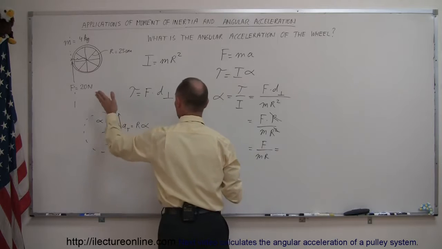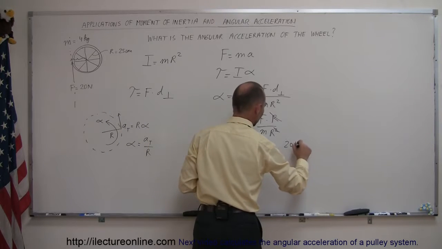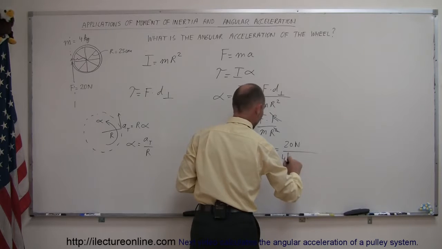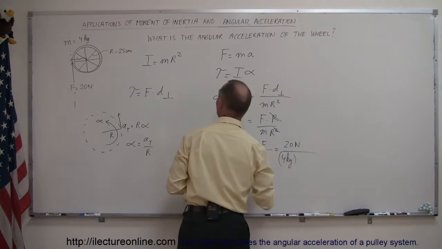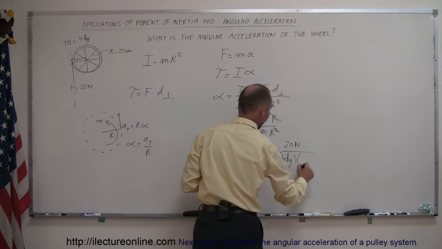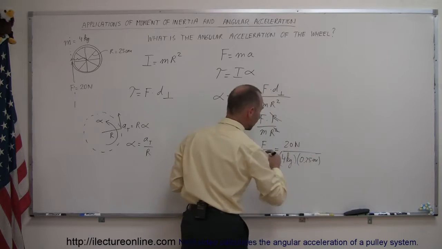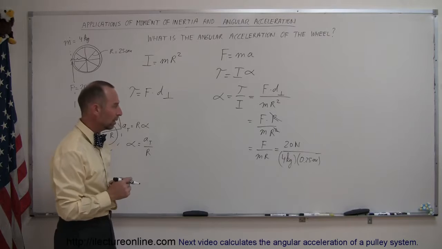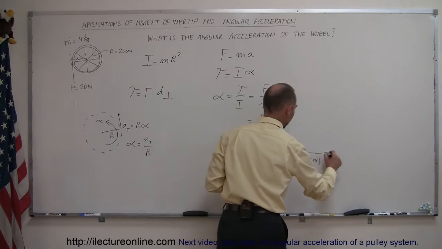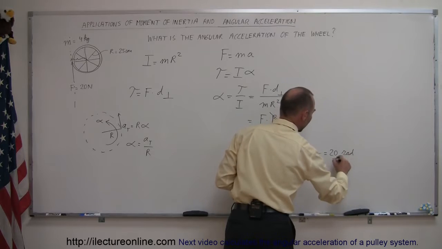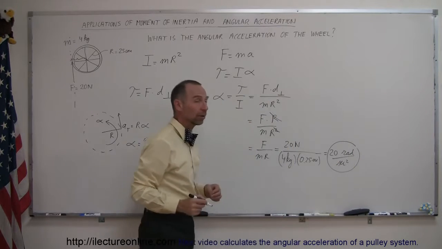The force applied tangentially is 20 newtons. The mass of the wheel is 4 kilograms. And the radius is 25 centimeters, which is 1/4 of a meter, 0.25 meters. And you can see that 4 times 0.25 is 1, and that means that we have an angular acceleration of 20 radians per second squared, and that will be the angular acceleration.